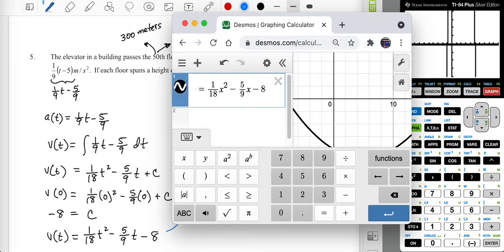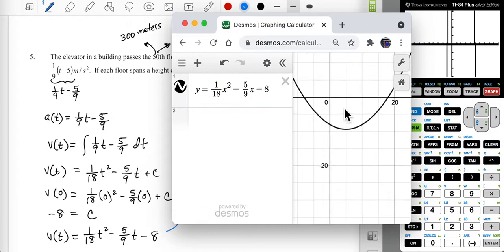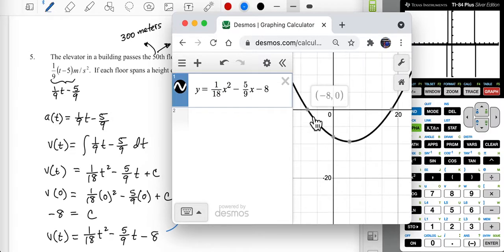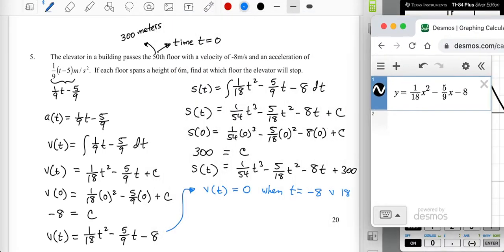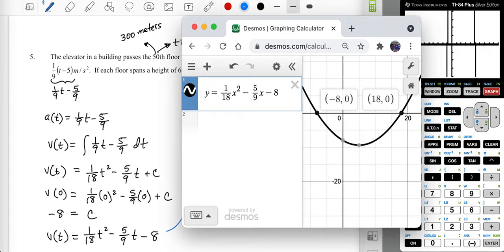The reason why I want to use this technique is because it's just going to be so much easier to figure out the roots. All you got to do is click on it. So this happens when t is equal to -8 or 18. Let me remind myself of what the question's asking. Find out which floor the elevator will stop, so it's a moment in the future, and all I care about is the 18.